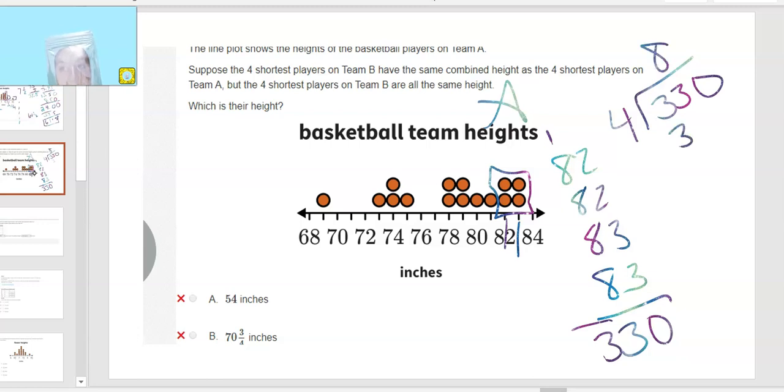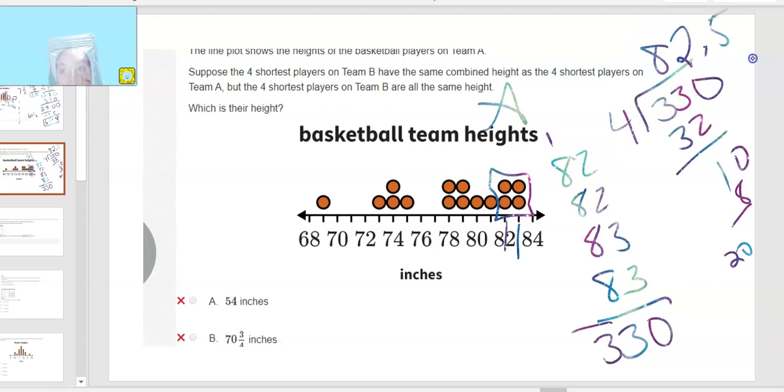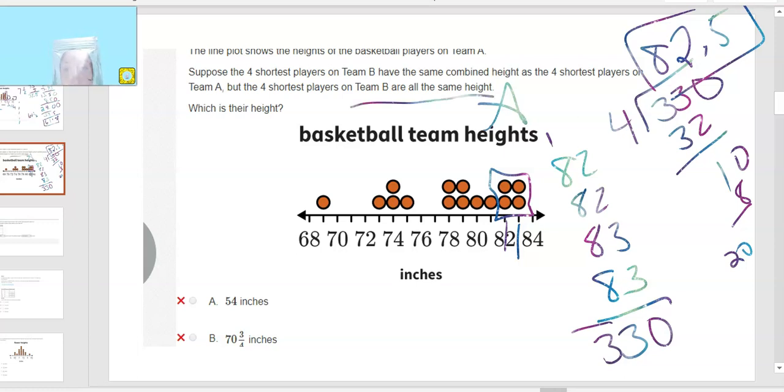8 times 4 is 32. 1, 0. 4 goes into 10 2 times. 8 with 20 left over, which means it's going to be 82.5. So I just added up the team heights of Team A, which is this graph. And then I took that height and divided by 4 because they're all the same height. So that would be 82.5 inches. Gross, inches. Should be in centimeters.